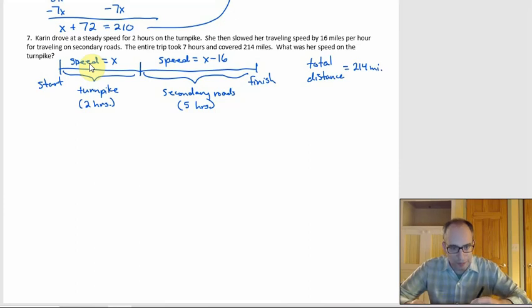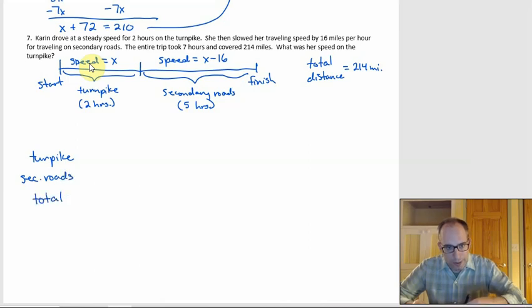But let's see, we've got the turnpike, then secondary roads, and then the total, and then we've got the speed, and I guess we've got the time, and then down here we've got the distance, right? Since those three quantities all relate to each other, since speed is equal to distance divided by time. So the speed on the turnpike, we said it was X. The secondary roads was X minus 16.